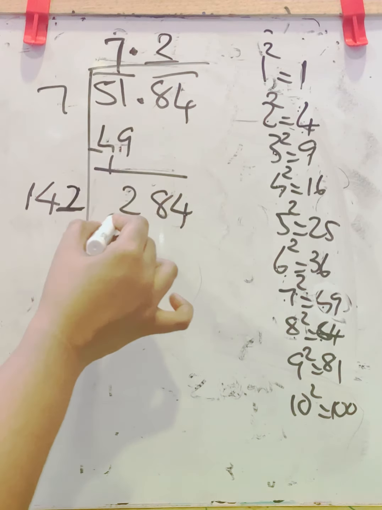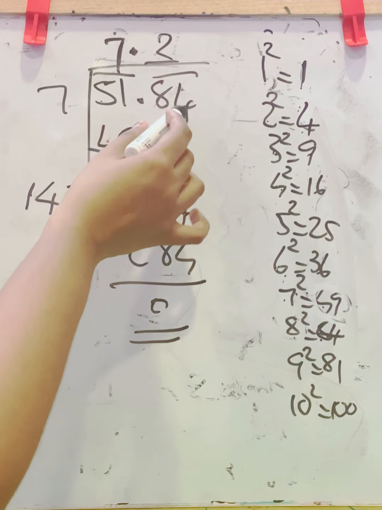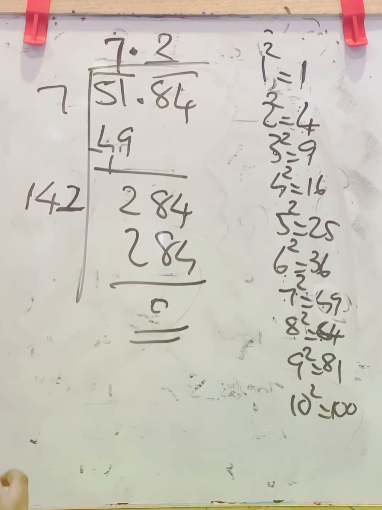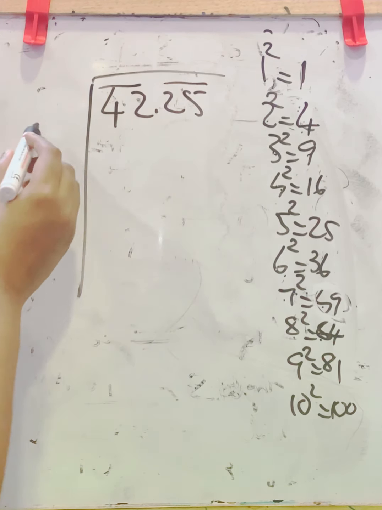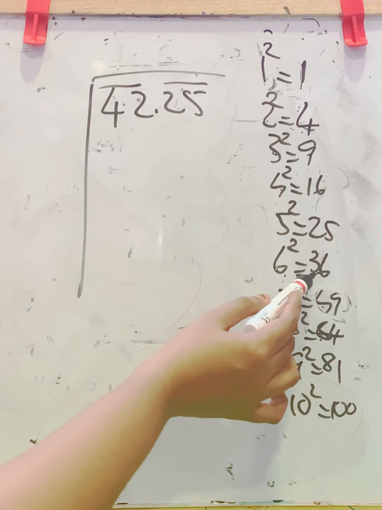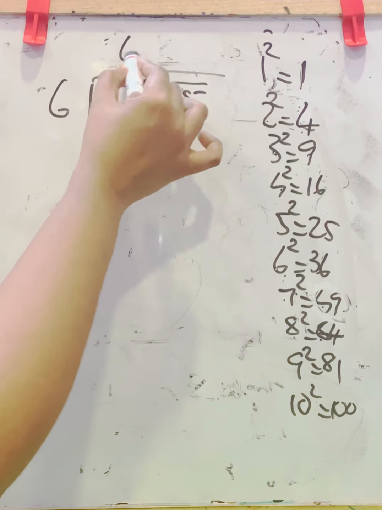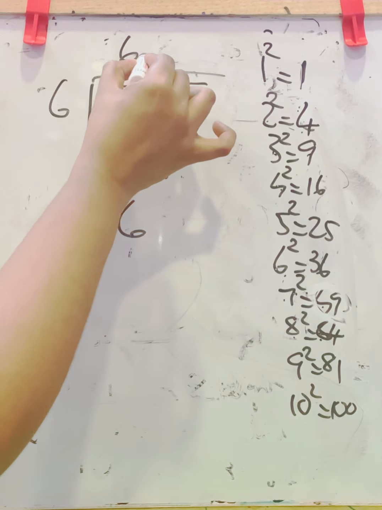142 into 2, yes, it is 284. So the square root of 51.84 will be 7.2. Next, 42.25. Again pair it. 42 lies between 36 and 49, and among that, 36 is the smallest. So 6 6s are 36. Balance will be 0. Before carry down, put the decimal here.